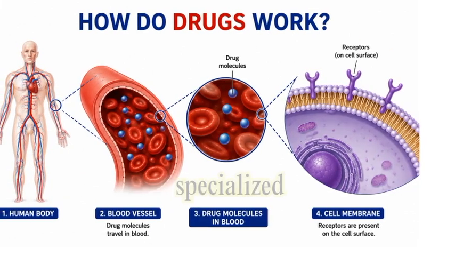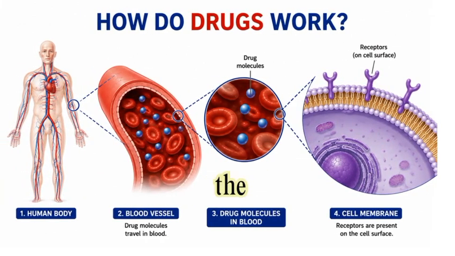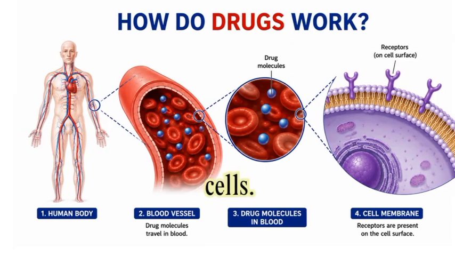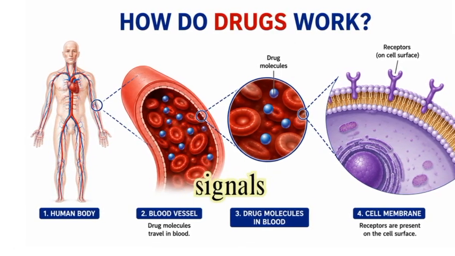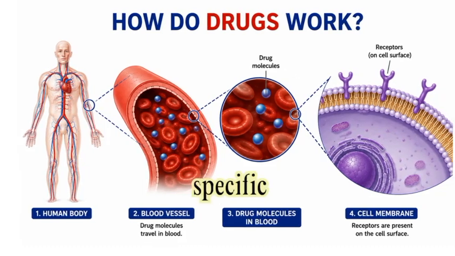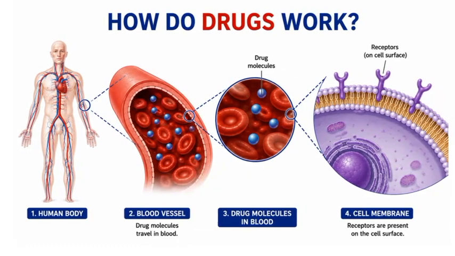Drug receptors are specialized proteins found on the surface of cells or inside cells. They act like tiny communication centers, receiving signals from chemicals and triggering specific responses inside the body.